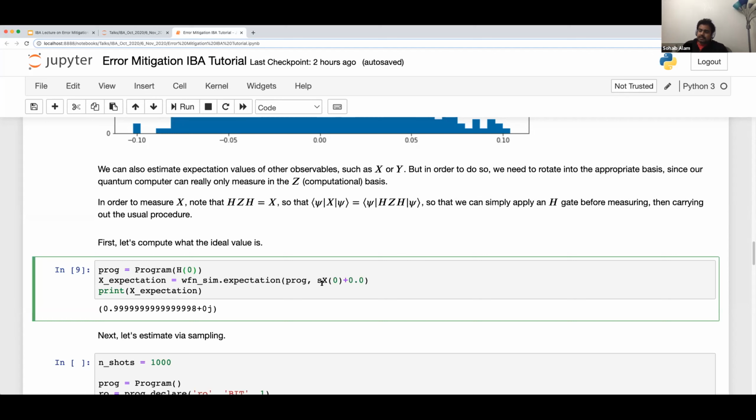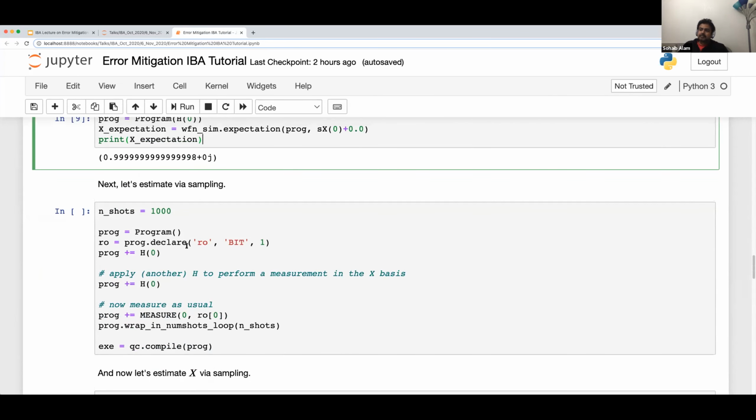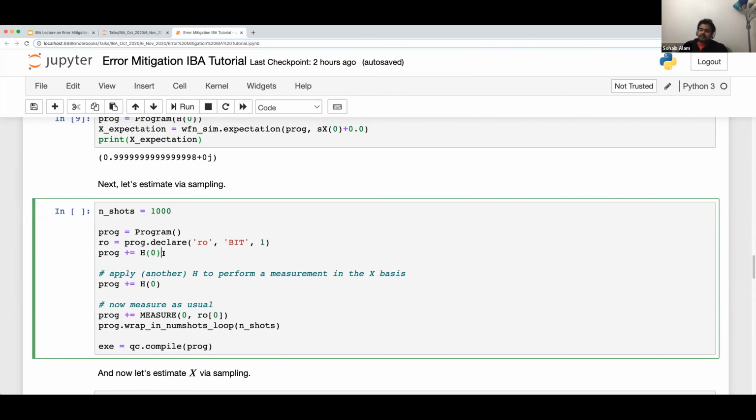Naturally, the expectation value of the X operator is just going to come out to be plus 1.0, right? Which is what this is saying. And we can estimate the same thing via sampling, right? So let us first apply this Hadamard gate.